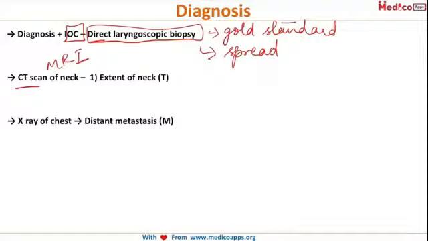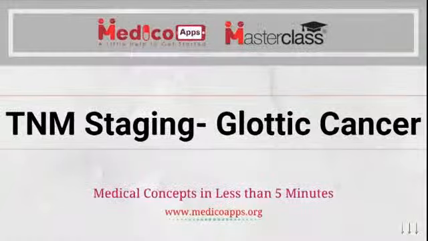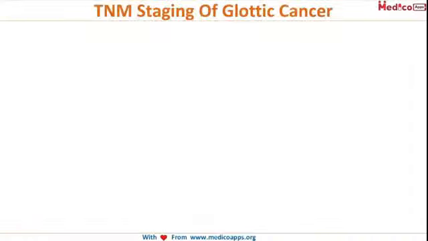So what do we understand by the CT scan? We can do the TNM staging of the tumor, especially the T of the TNM staging, via the CT scan, and for the M, that is for distant metastasis, we go for a chest X-ray. Now let's look at the TNM staging in detail. We have already seen how N and M are classified in our previous class, so now I will be concentrating only on the T staging of glottic cancer.